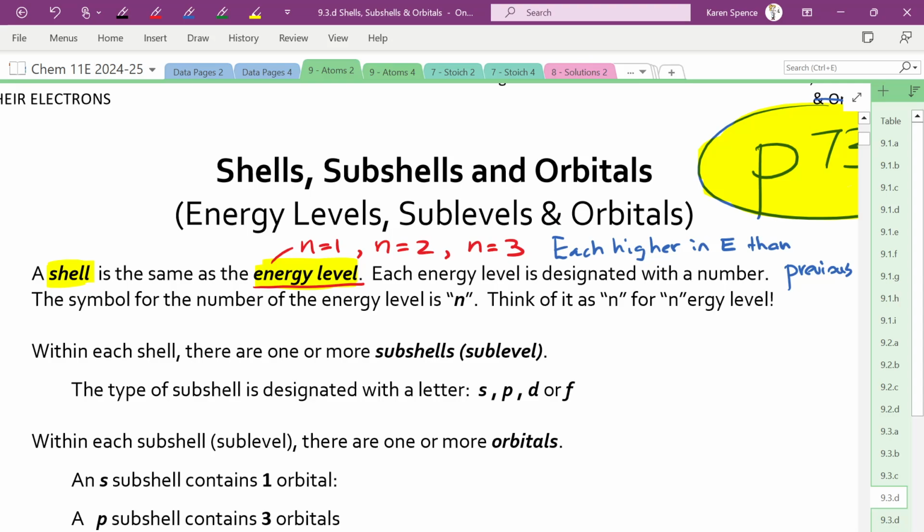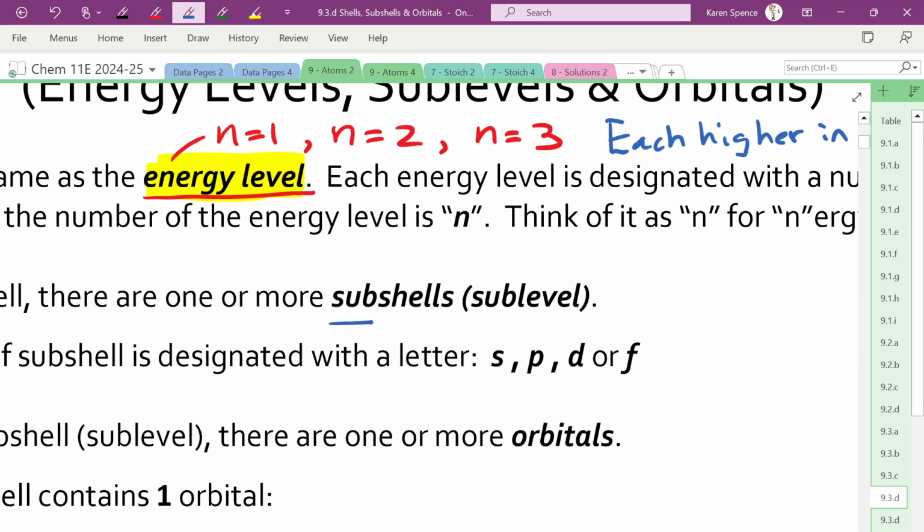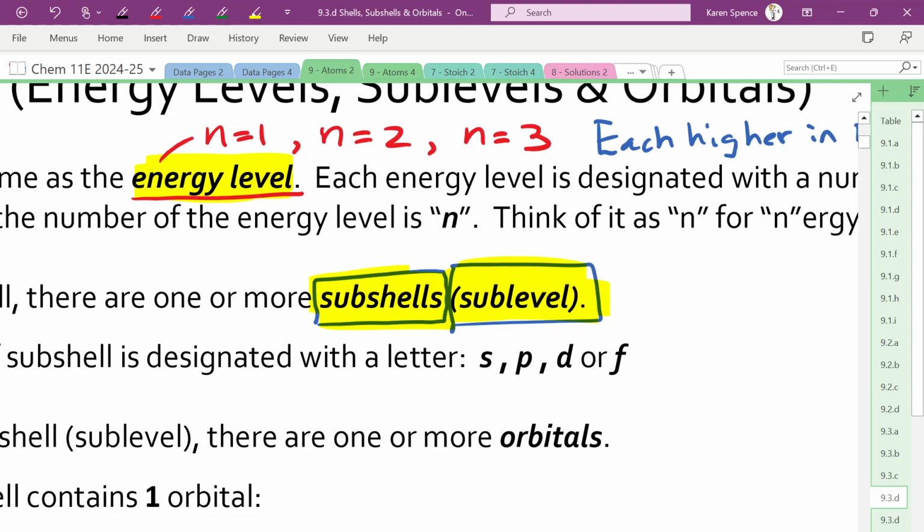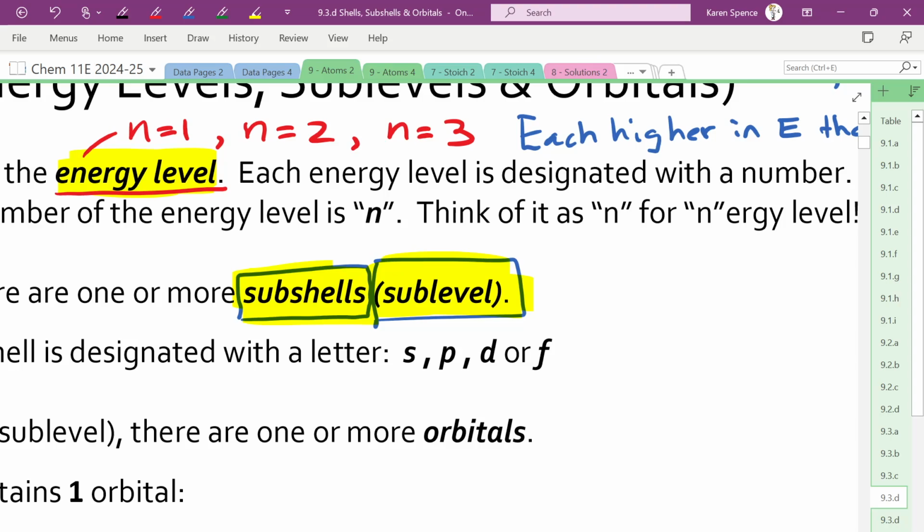Now, within each energy level, and this is where we get into the POGL, there are one or more subshells, which are also known as sublevels. So for energy levels, we called them n equals 1, n equals 2, n equals 3. For subshells or sublevels, we don't give them a number, we give them a letter, okay? And those 4 letters are S, P, D, and F. And I believe you were introduced in the POGL to the S's and the P's, yes?